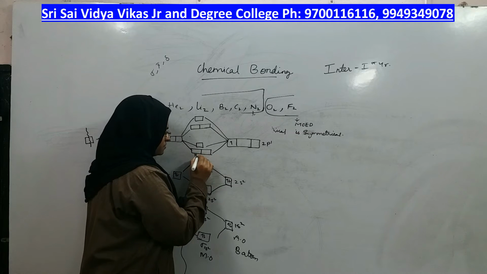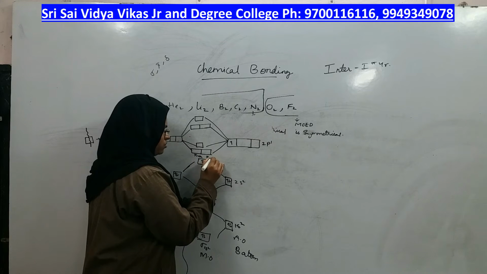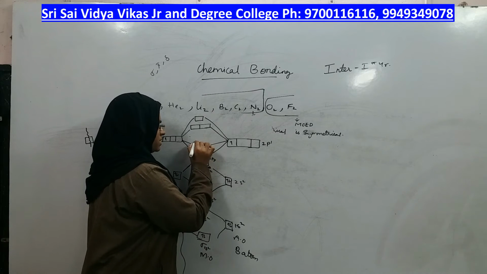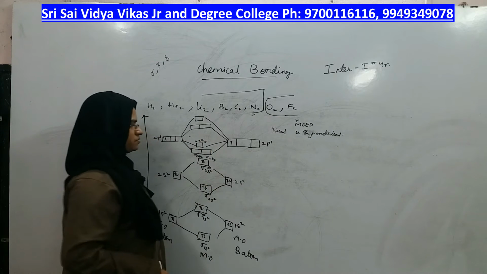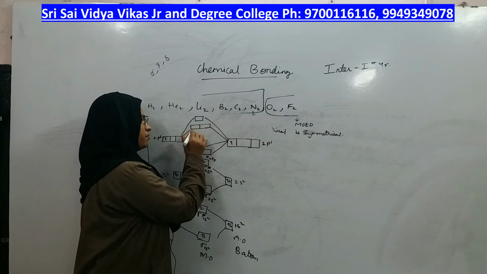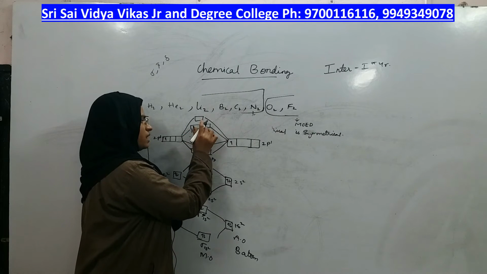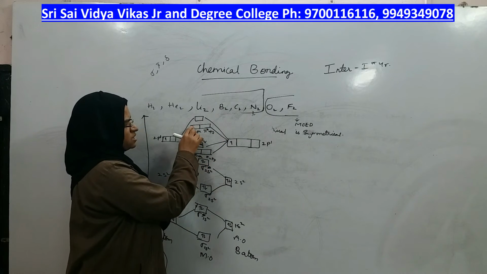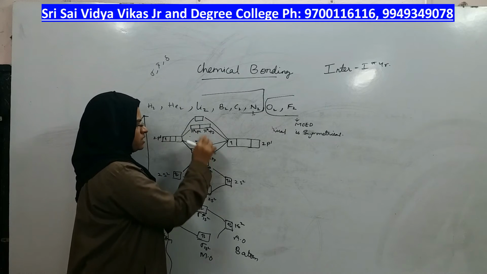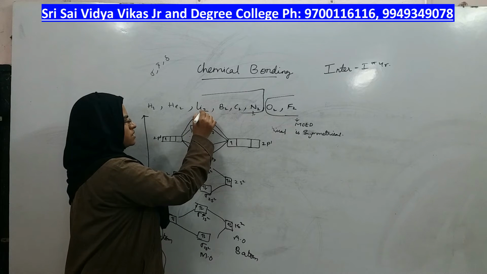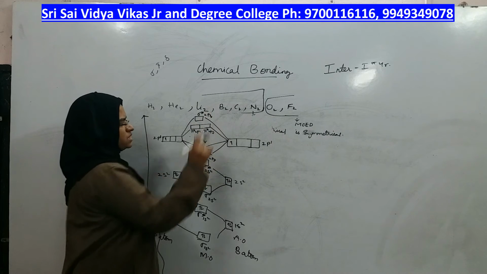So this is sigma, pi 2px, pi 2py, right? And this is sigma 2pz, right? Now this is pi 2px, pi 2py, that means this is pi star 2px and this is pi star 2py. If this is pi 2px, this becomes pi star 2px. If this is pi 2py, this becomes pi star 2py. Same way, if this is sigma 2pz, this becomes sigma star 2pz.